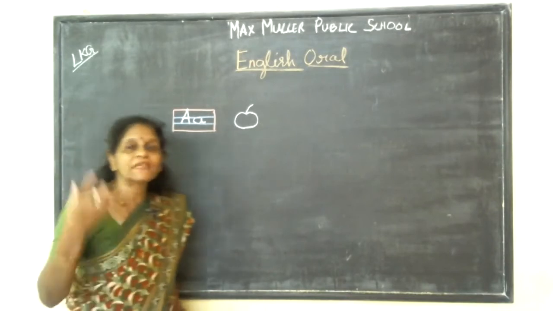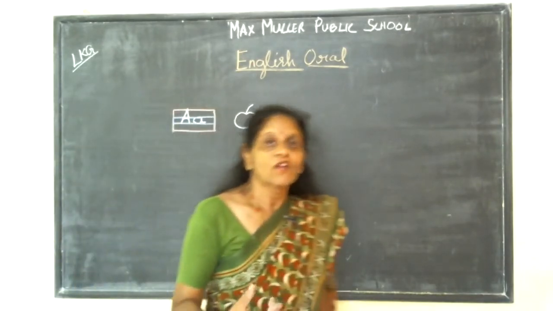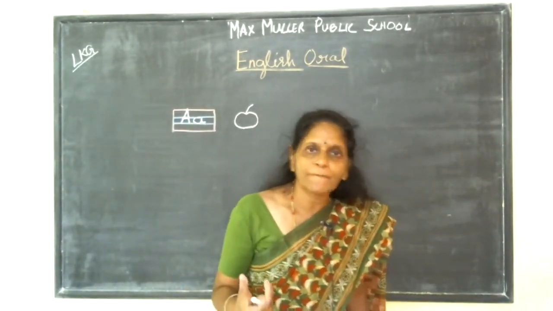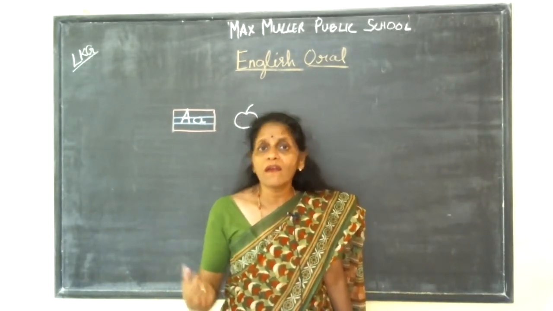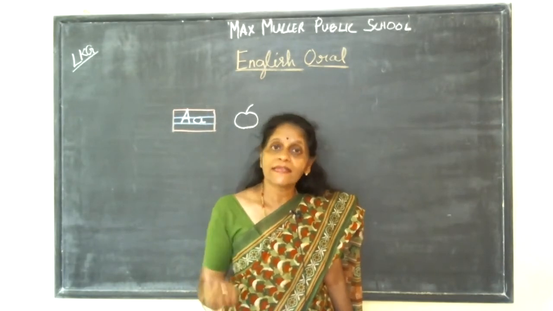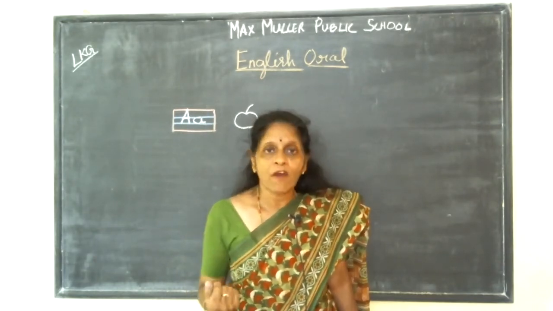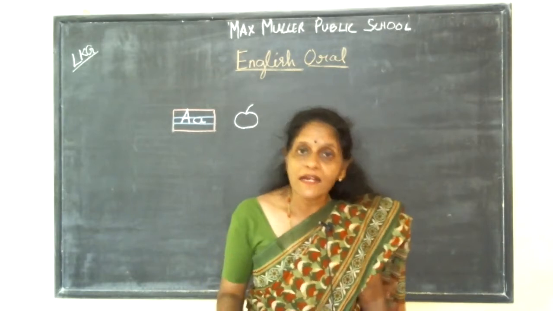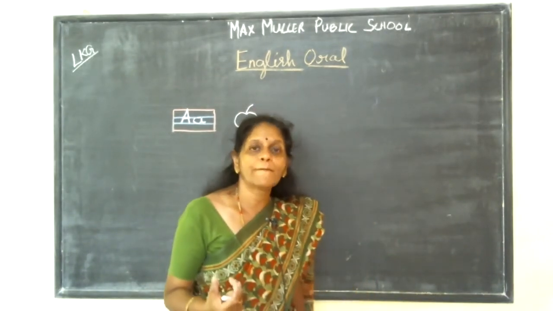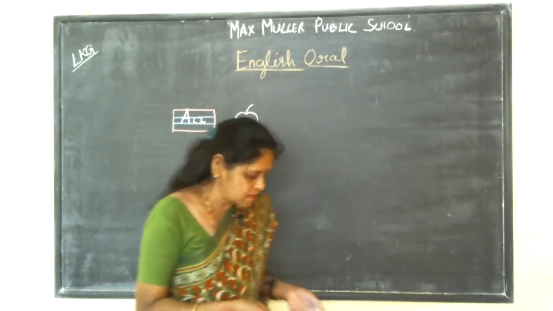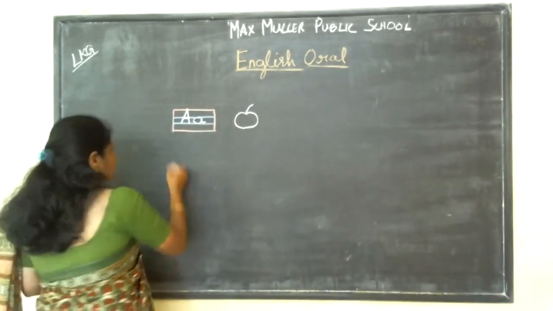Apple, you know, apple is red in color. You love apple. You should eat apple. Apple gives you lot of strength. It is very good for health. It is a healthy food. So, A for apple. What is the color of an apple? Apple is red in color. The next letter.